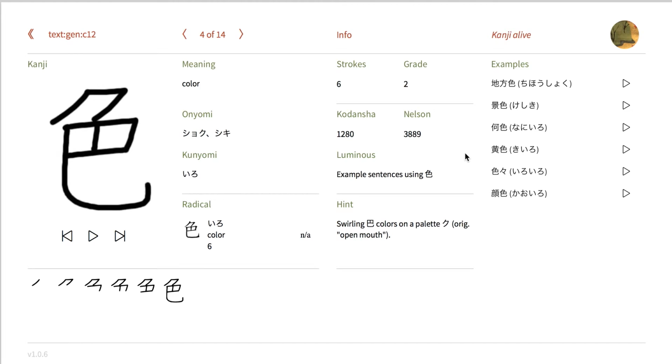So, iro means color. Iro means various or many colors. Kao iro is your complexion, or particularly the tone of your complexion. Keshiki is scenery or landscape. Chihou shoku, local color.